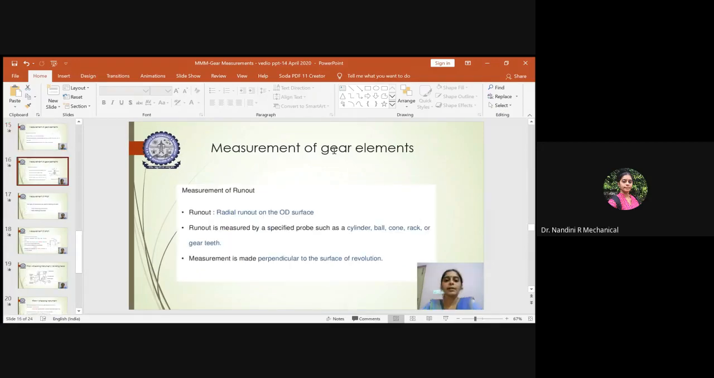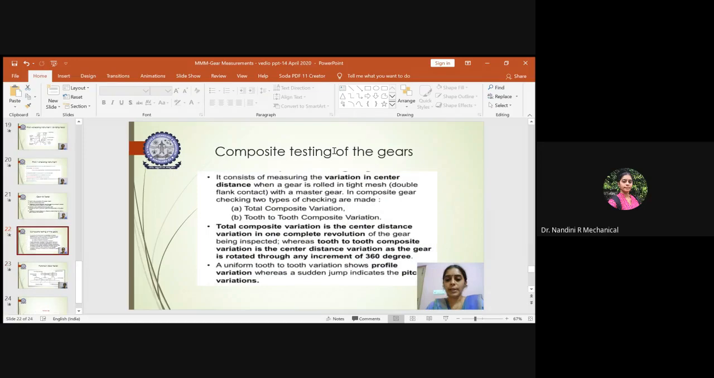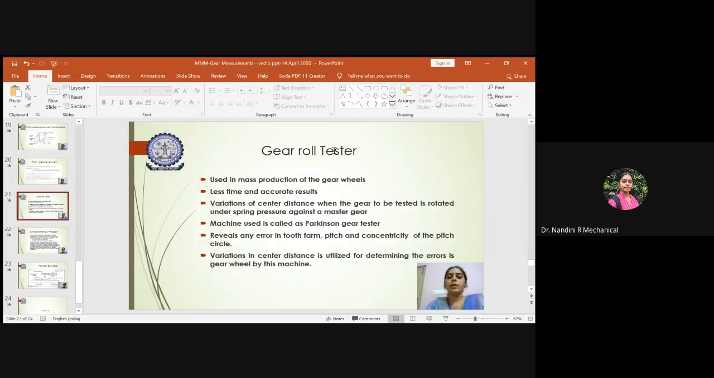So we used the gear roller tester instrument also to measure the gear elements. One example of the instrument we use as a gear roller tester is our famous Parkinson gear tester, which reveals any error associated with the tooth form, the pitch, or the concentricity of the pitch circle. So all these three parameters could be measured by using the Parkinson gear tester.